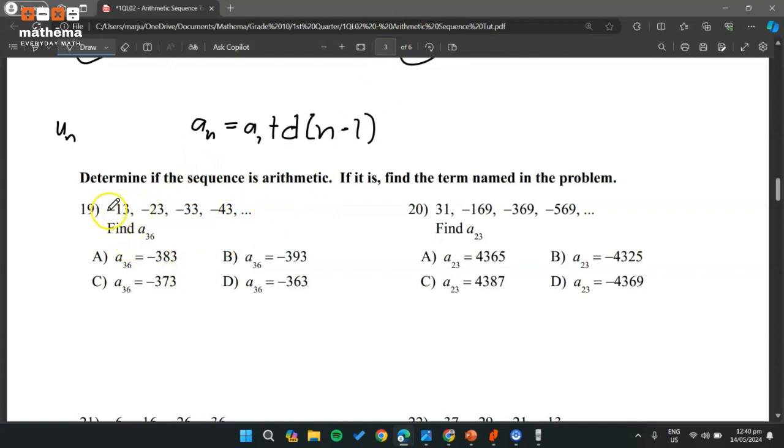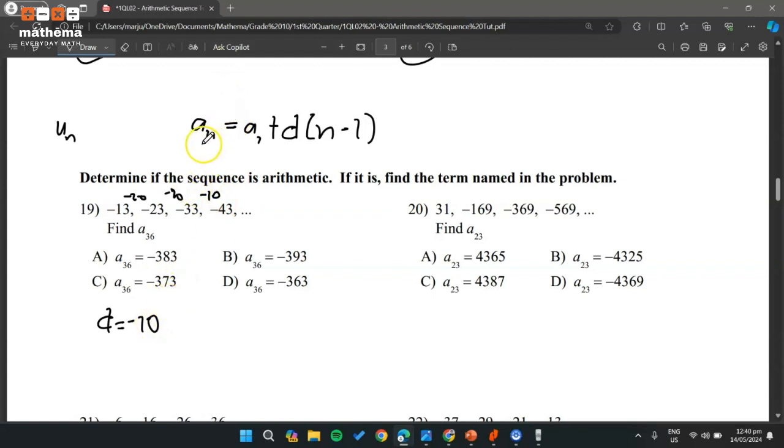So we have here negative 13, negative 23, negative 33, negative 43, and so on. If we look at the numbers, this is actually a difference of what? 10, right? This is just negative 10, and this is also negative 10. So we have a common difference of negative 10, so our d is negative 10. Since we have a common difference, we can say that this sequence of numbers is arithmetic.